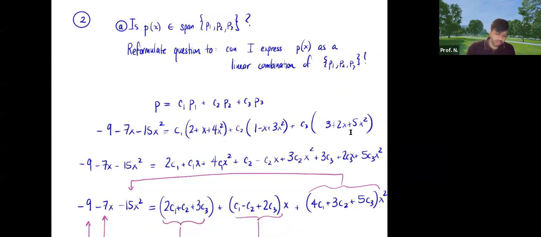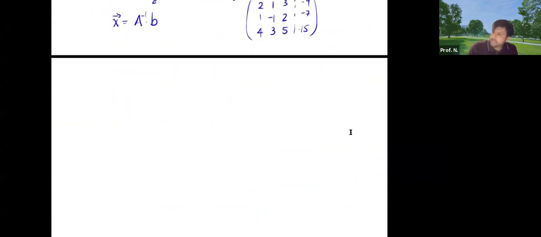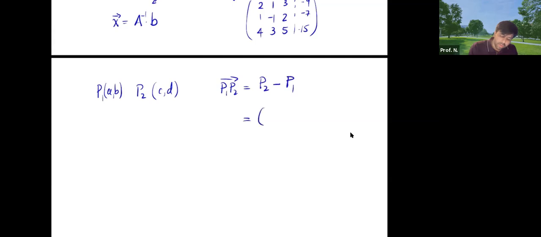Let me briefly mention this. When you have vectors like P1 and P2, say P1 is (A, B) and P2 is (C, D), then when you write the vector P1P2, it's just P2 minus P1. So it's going to be (C minus A, D minus B). You're subtracting the x coordinate of P1 from the x coordinate of P2, and the y coordinate of P1 from the y coordinate of P2.